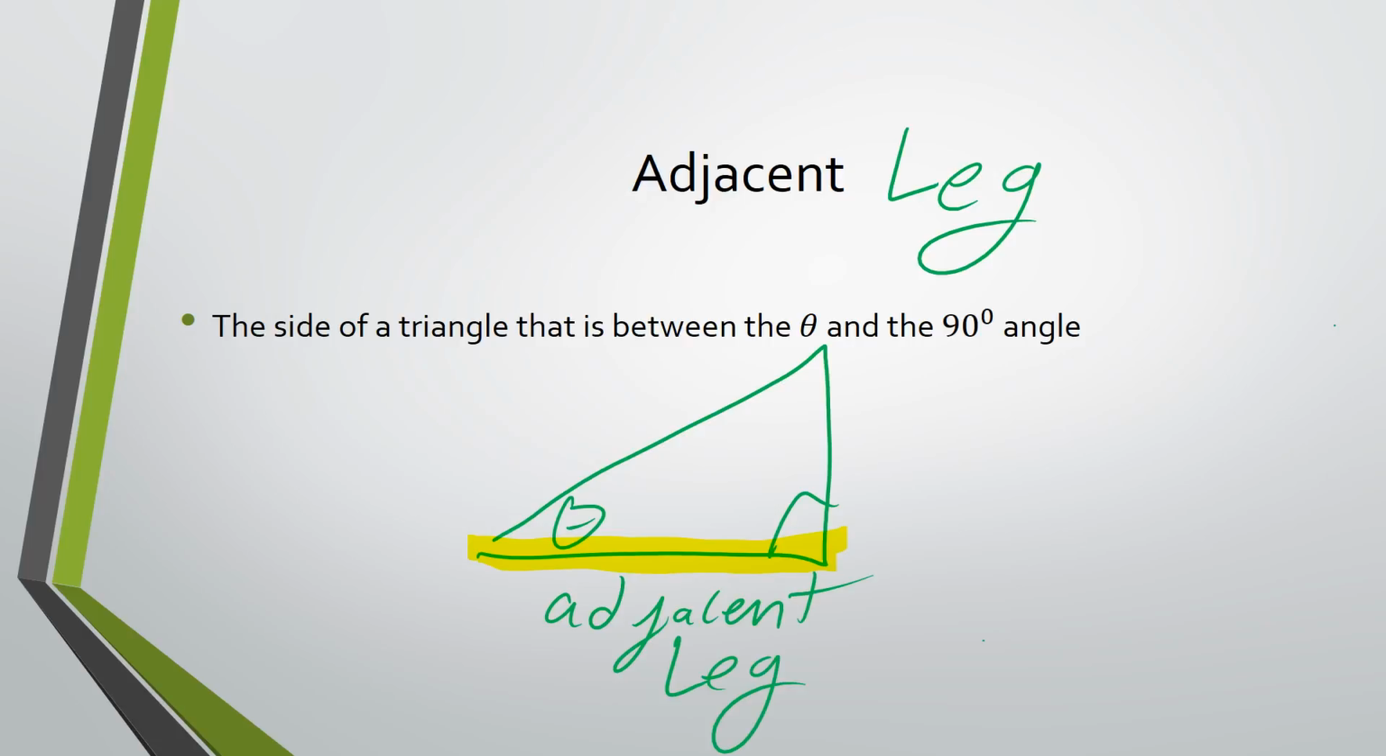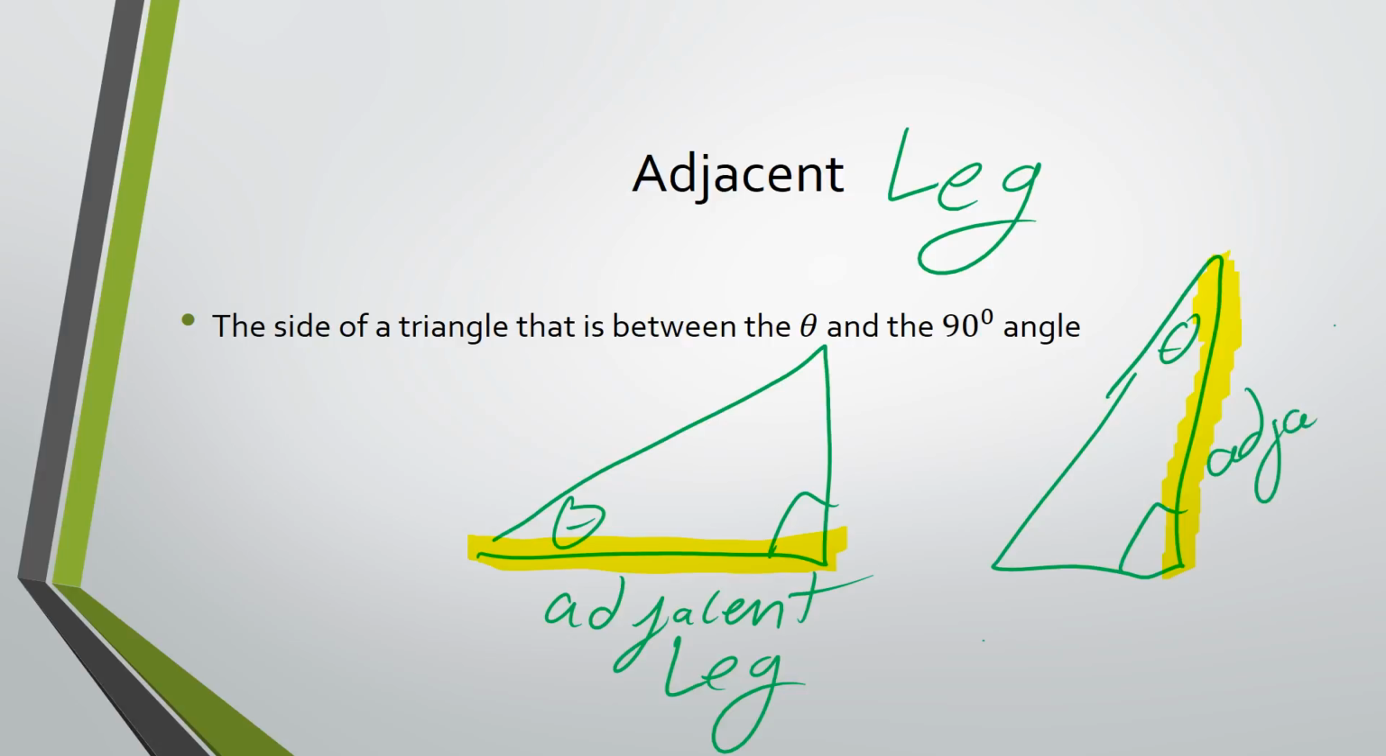Again, just like the opposite, it's going to change depending on where your theta is. Alright, so you're always going to want to highlight that theta or box it in. So if theta was up here, the adjacent is going to be what was next to it. So it would be this leg right here. This would be the adjacent leg. So the opposite leg would be across, but the adjacent leg is always going to be touching, but it would be between the theta and the right angle, so the 90 degrees.